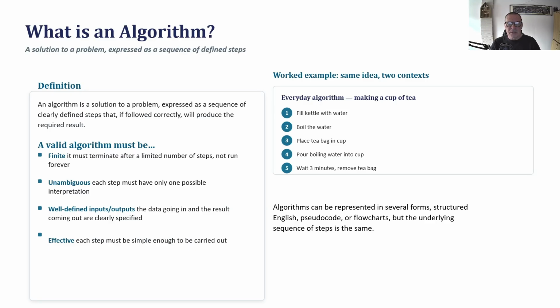So a very basic example would be making a cup of tea. We follow algorithms all the time, for example in cooking. So fill the kettle, boil the water, put the tea bag in the cup and so on. These are just a sequence of steps that, if you follow them correctly, should result in a good cup of tea. And we can represent algorithms in various ways. We can use structured English, pseudocode, or flowcharts. But the underlying sequence is still the same, regardless of how we describe them.